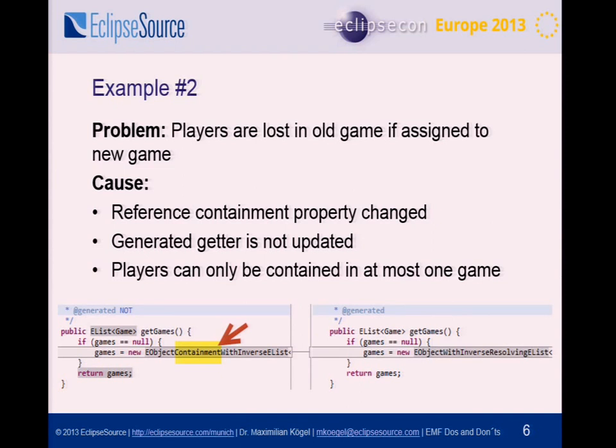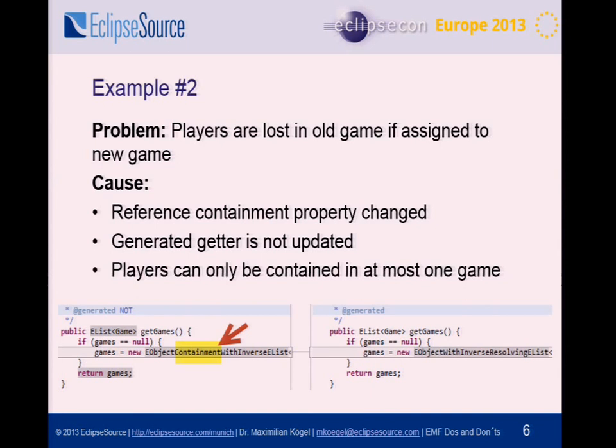And the cause for that can be that you have the following code snippet where the code is marked with generated not. Now if you mark code with generated not, the generator will no longer change it. And if over time in your model, for example, the containment property changed, then the code will not be adapted. So now suddenly the player that you have here is contained in the game. And if it's contained in the game, then it can only be contained in at most one game. So if you assign it to a new game, then suddenly it changes the container. The old game loses it and the new game gains the player.